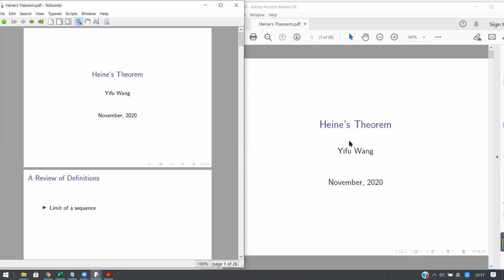As you see, today we are going to talk about Heine's theorem, one of my favorite theorems in analysis, because it is very useful. The theorem itself is very useful, and the proof of the theorem provides us with many useful and classical methods in the subject of analysis. So let's start.